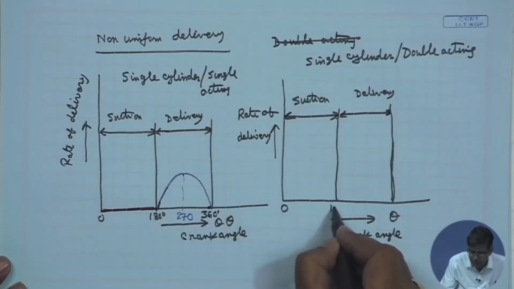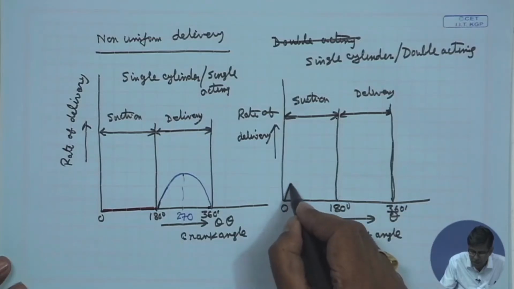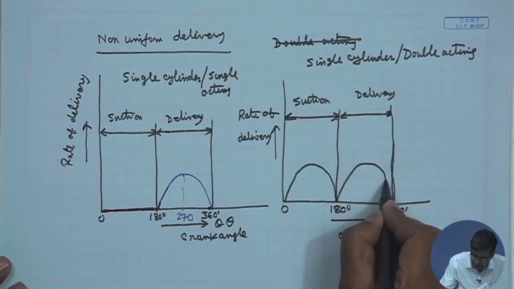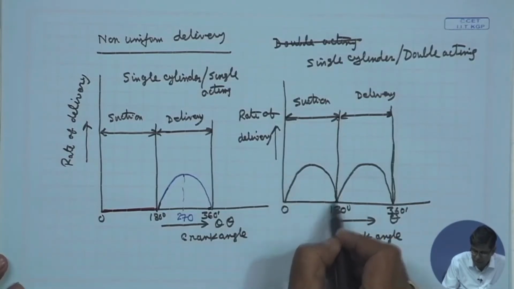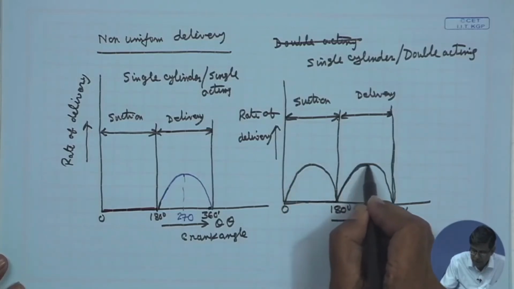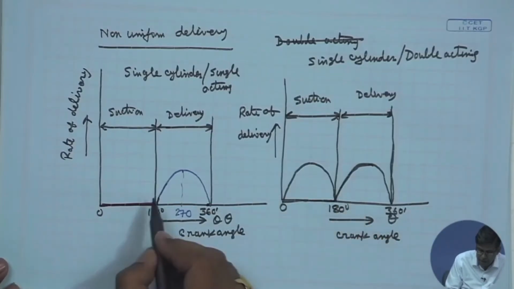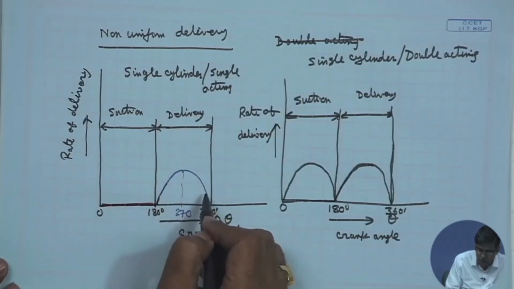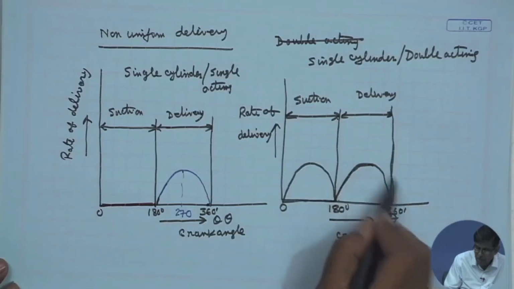That means, if I divide the crank angle like this, 0, 180 and 360, then we will have a sine curve in both sectors. That means, we have a flow rate or rate of delivery as a sine curve with 180 degree phase lag. That means, two sine curves with 180 degree phase lag. So, there will be a non-uniform but continuous delivery. In the single acting case, delivery is not continuous and at the same time non-uniform, but here the delivery is continuous, though the delivery is non-uniform.